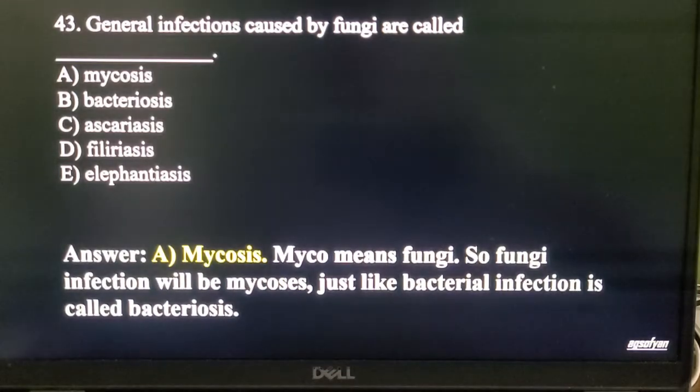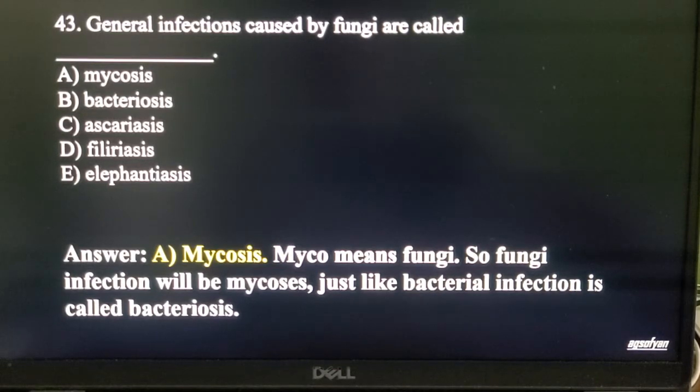Yes, the answer should be mycosis. Myco means fungi, so a disease caused by fungi is going to be called mycosis. Just like disease caused by bacteria is in general called bacteriosis. Disease caused by a type of parasitic worm is called ascariasis.